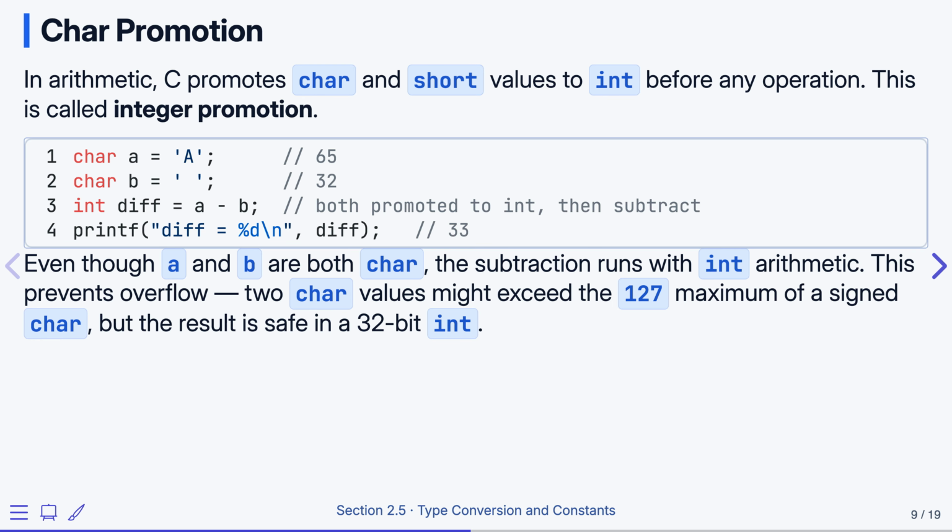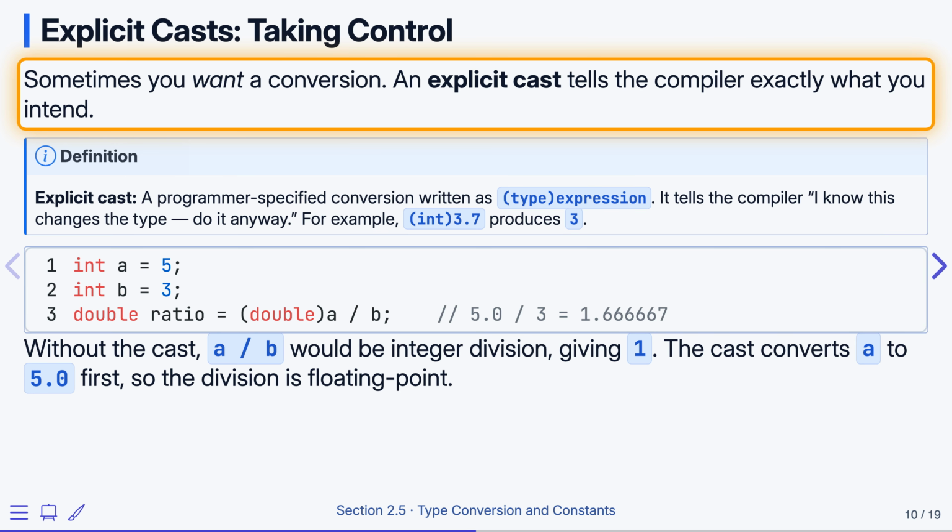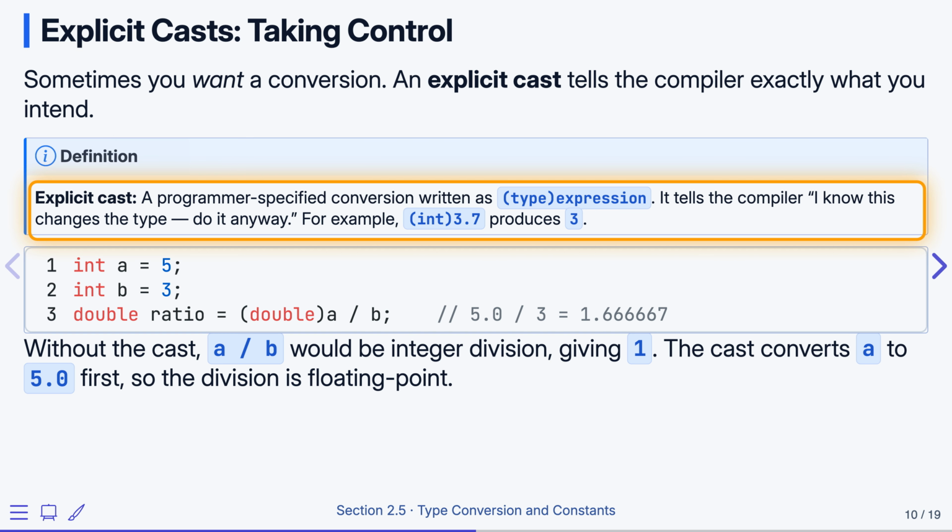Sometimes you want a conversion. Maybe you need division to give a decimal result. An explicit cast tells the compiler exactly what you intend. You write the target type in parentheses right before the value. For example, (int) 3.7 produces 3. It says, I know this changes the type, do it anyway.